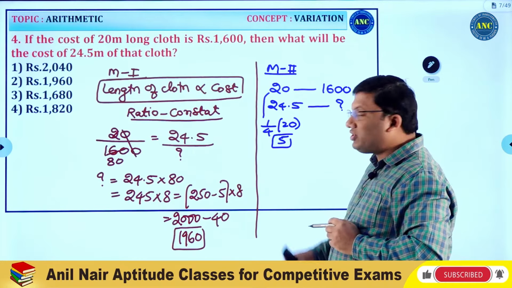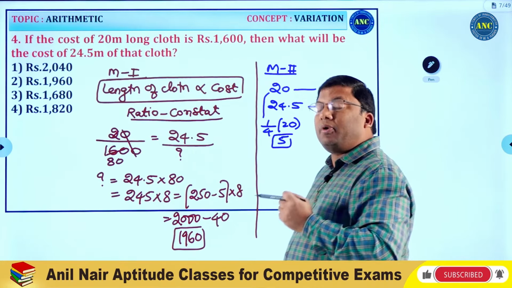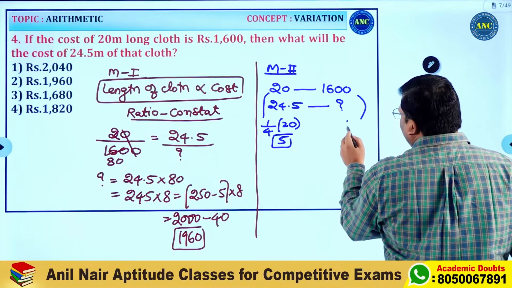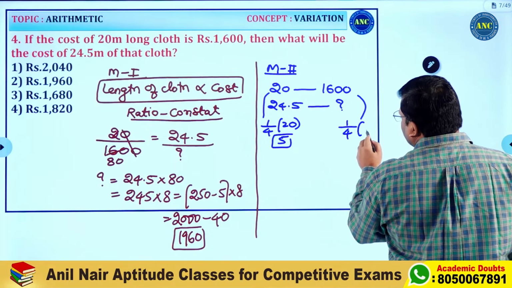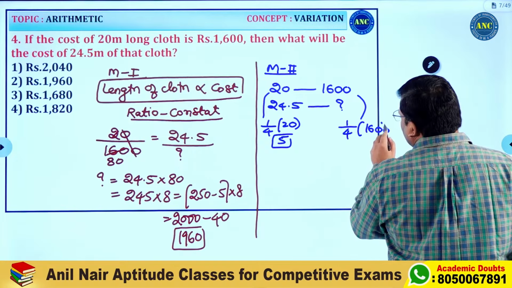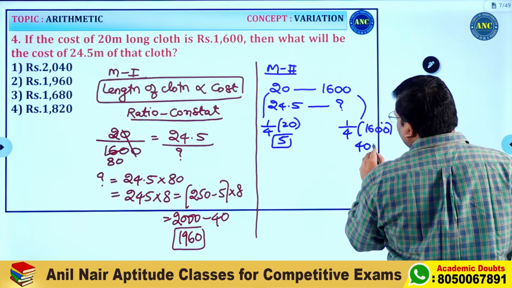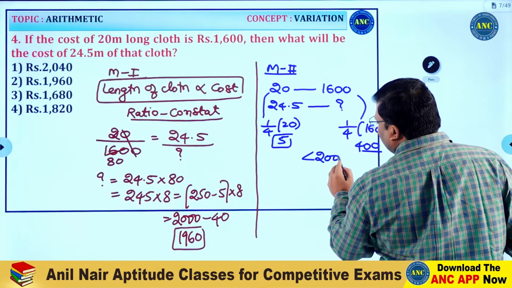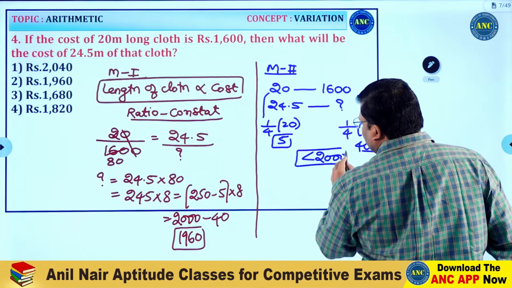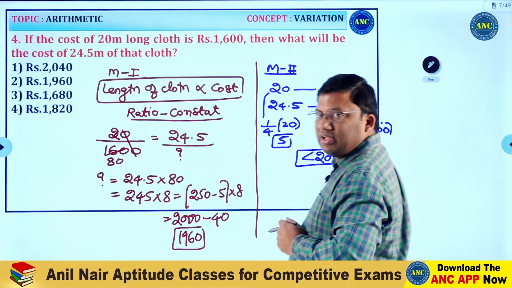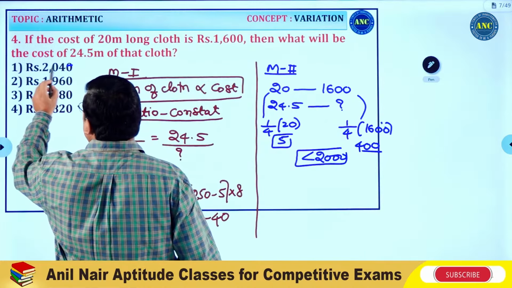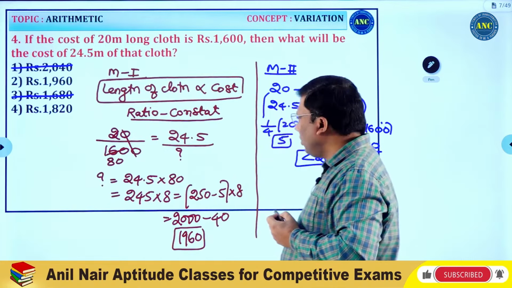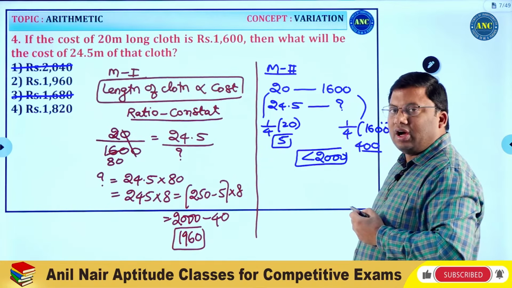20 plus 5 is 25. 24.5 is less than 20. So if I take 1/4 of 1600, it is 400. 1600 plus 400, 2000. Answer is just less than 2000. Greater than 2000 is too far from 2000. Are you all with me?